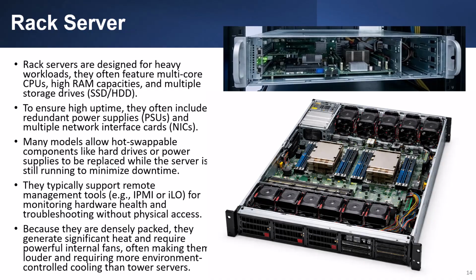Rack servers are designed for heavy workloads. They often feature multi-core CPUs, high RAM capacities, and multiple storage drives. To ensure high uptime, they often include redundant power supplies and multiple network interface cards. Many models allow hot-swappable components like hard drives or power supplies to be replaced while the server is still running to minimize downtime. They typically support remote management tools for monitoring hardware health and troubleshooting without physical access. Because they're densely packed, they generate significant heat and require powerful internal fans, often making them louder and requiring more environment-controlled cooling than tower servers.